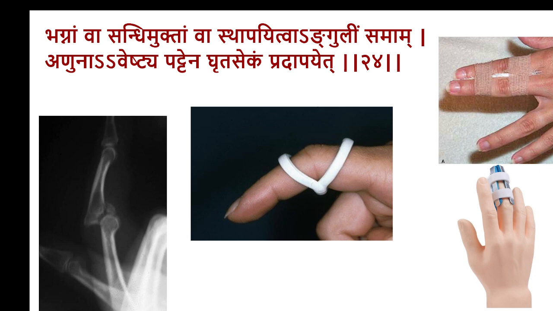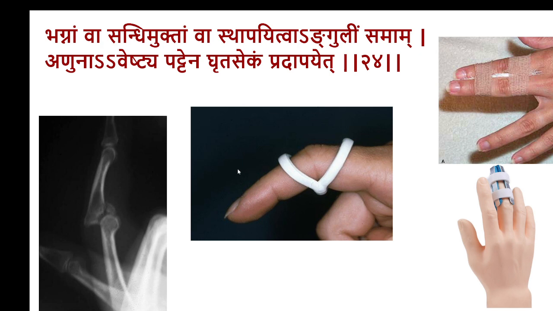Then the next is Bhagnama Sandimuktvana Sthapita Angulim Samam Anuna Aveshyapattena Ghasasekam Pradapeta. In case of Anguli Bhagna, or the fractures of the phalangeal bones, Sushruta has mentioned that you keep the finger proper, position the finger properly, and with a light and small bandage, you have to immobilize the two fingers together and have Grisaseka.